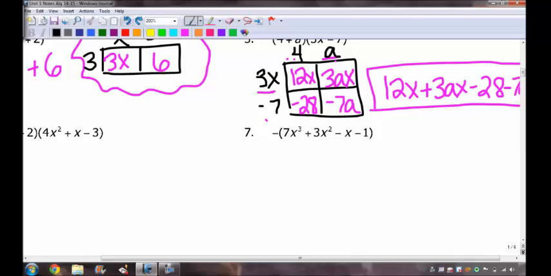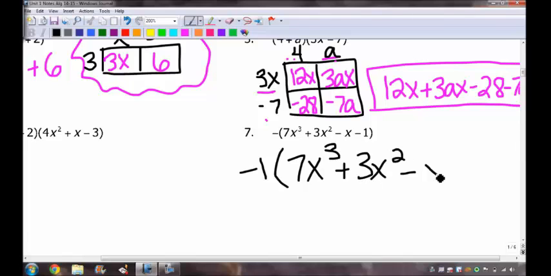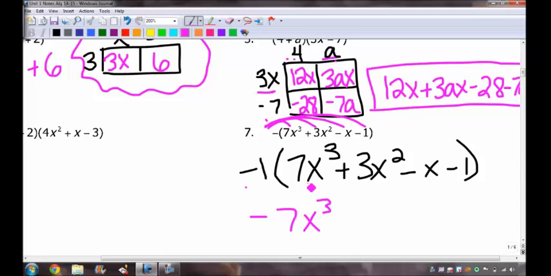Now technically, it's like you're distributing a negative 1. So it's negative 1 times 7x cubed plus 3x squared minus x minus 1. But really, all you have to do is just distribute the negative through. So everything becomes its opposite sign, which is the same thing as multiplying by a negative. So this 7x cubed becomes negative 7x cubed, which should make sense to you again because negative 1 times 7x cubed is negative 7x cubed.